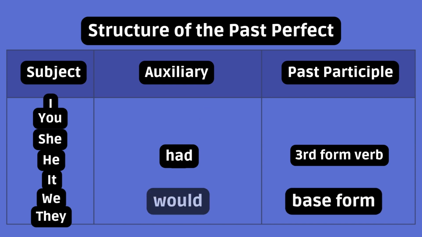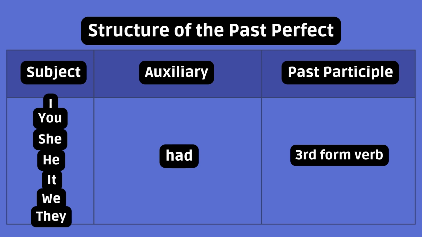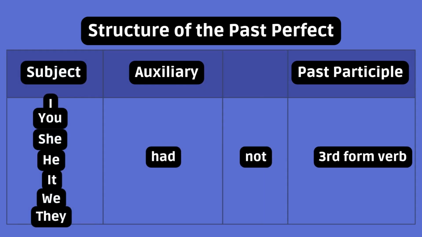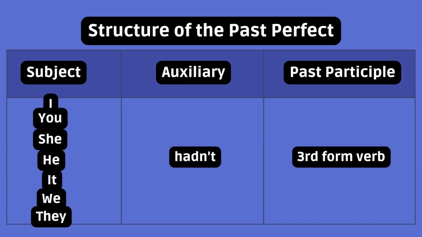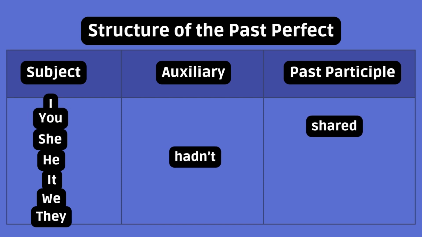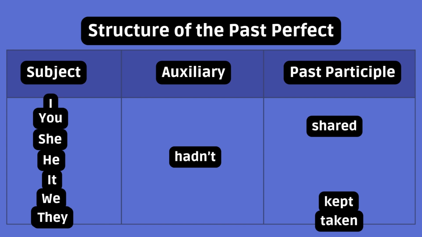For the negative form, add not between the two verb words. And go for the contraction form hadn't, especially when speaking. That's it. Pretty easy, right? So you end up with you hadn't shared, we hadn't kept, they hadn't taken.